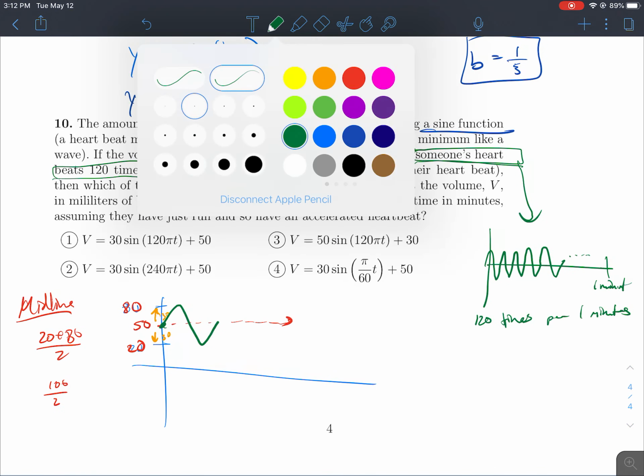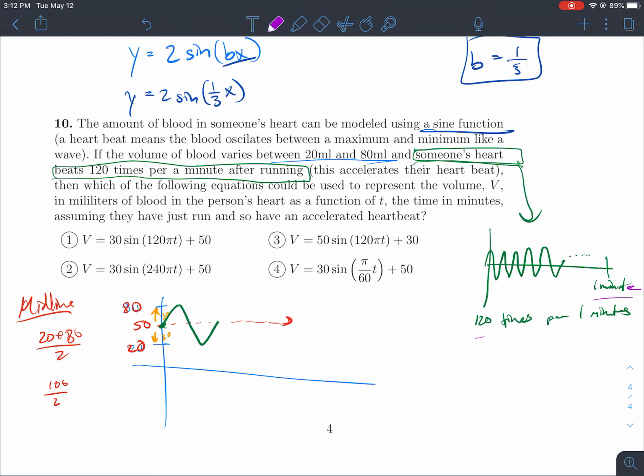But we don't want to know how long 120 of these things take. 120 of them take a minute. We want to know what's the period, so how long does a single one of these take? If you take your minute, we can fit 120 of these inside of it, because our heart beats 120 times per minute. So if you can fit 120 of them in a minute, you have to take that minute and divide it into 120 pieces. So the period is going to be 1/120th of a minute.